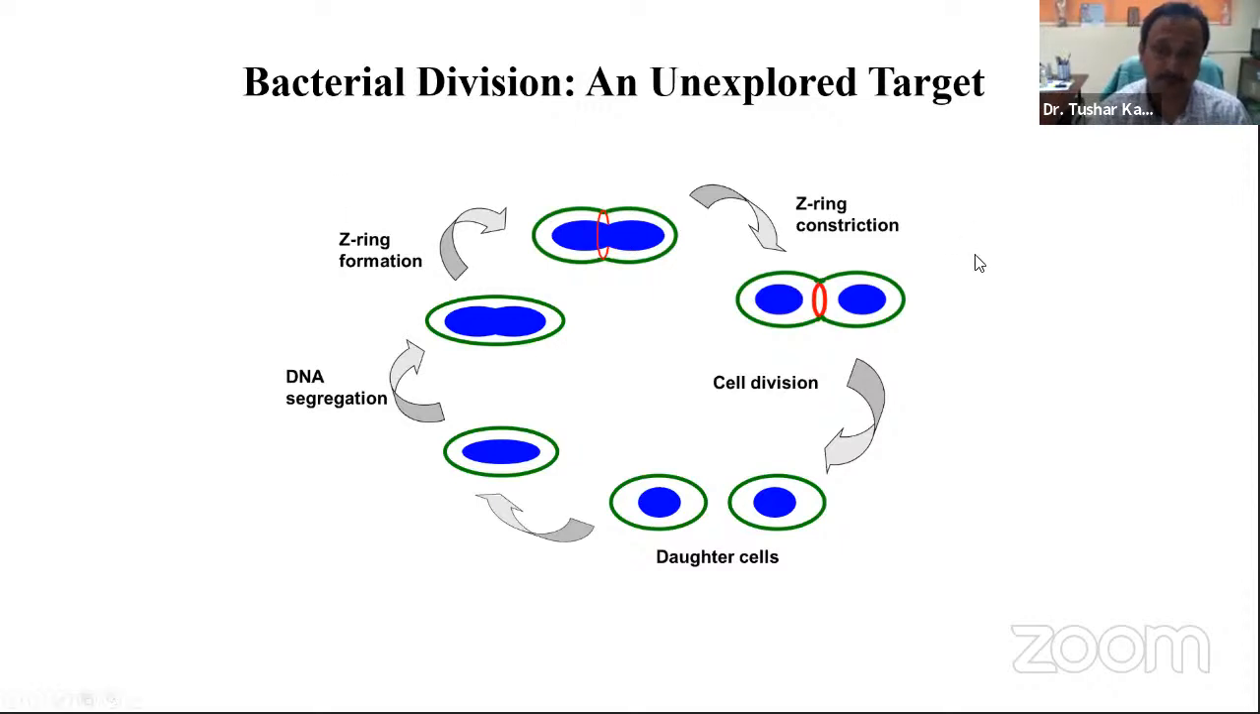So in my presentation, I will show why bacterial division is an attractive target for novel antibiotic discovery. Before that, I'll give a brief introduction to bacterial division. These are the new daughter cells which grow, and DNA segregation takes place, and a ring forms at the middle. This ring is known as the Z ring. This Z ring constricts and then divides the cell into two identical daughter cells.